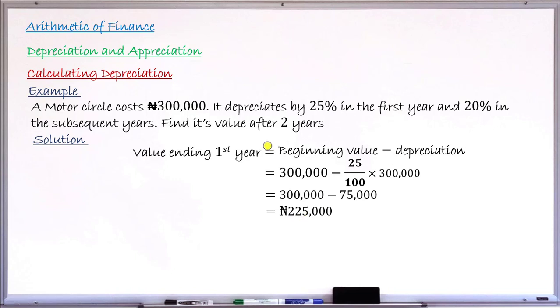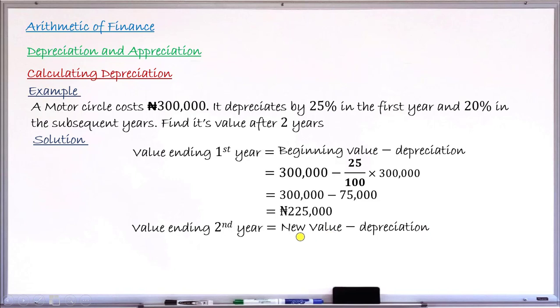But the question says we have to find its value after 2 years, so I have to move on. So I'll now get the value after the second year. I will use this 225,000 as the value at the beginning of that second year, then minus the depreciation that will occur in that second year. Let me just substitute. So I'm going to have new value, that is the value at the beginning of that second year, minus the depreciation that will occur in that second year.